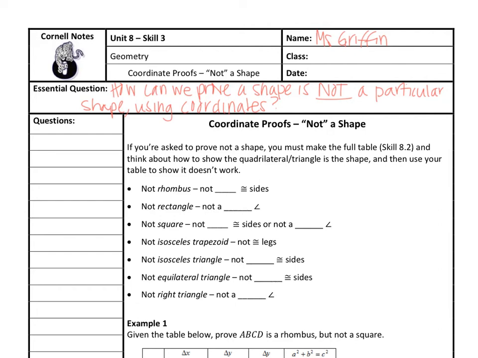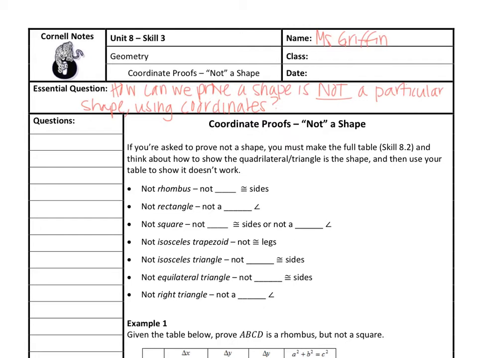We're taking a look at Unit 8 Skill 3 where we're talking about coordinate proofs again, but this time we're proving not a shape. So in this case, sometimes you might have to prove that it's a rhombus but not a square, or a right triangle but it's not isosceles, something like that. They'll tell you to prove one thing but prove that it's not another. And so our essential question is, how can we prove a shape is not a particular shape using coordinates? Pause the video if you need to write that down still.